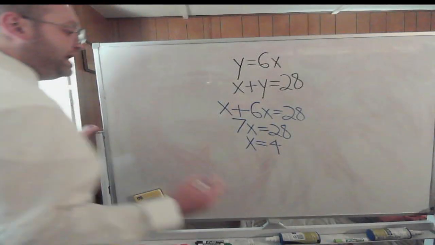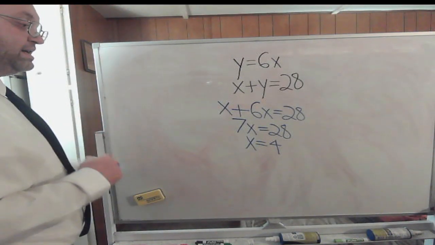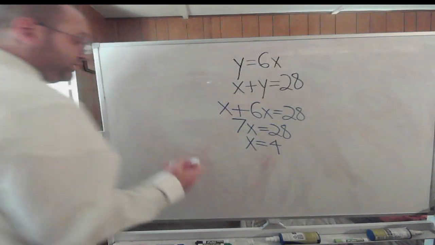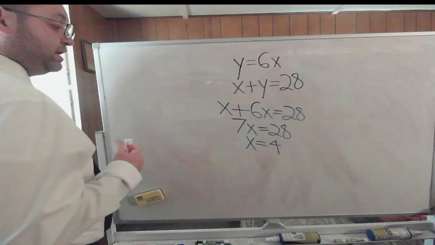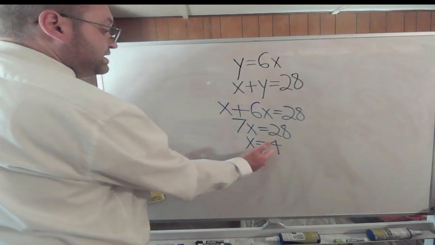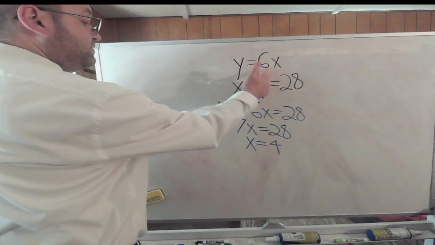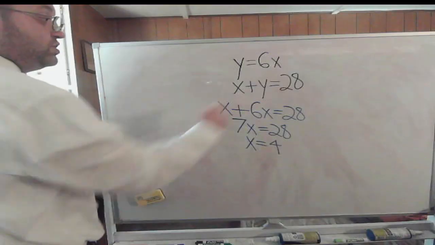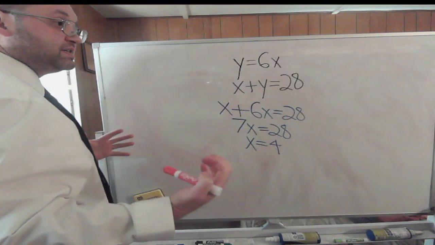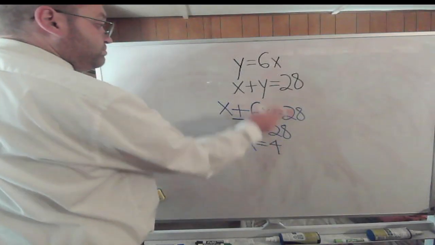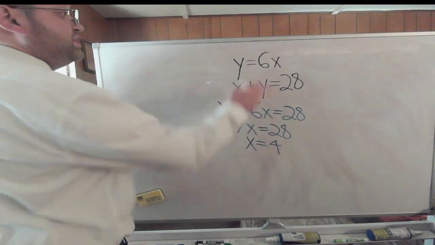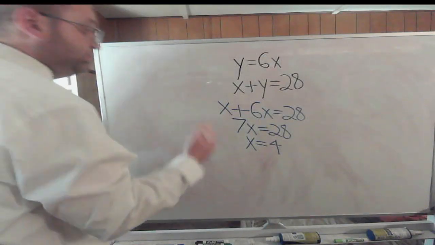So what we have now done is obtained the x coordinate of the point of intersection. We want to obtain the y coordinate. So once you're done finding your x coordinate, stick that x equals 4 into the first equation. You could also stick it into the second equation. You'll find it makes no difference. It doesn't make a difference which equation you stick that x value 4 into. For me, I think it's a lot easier to stick it into y equals 6x.